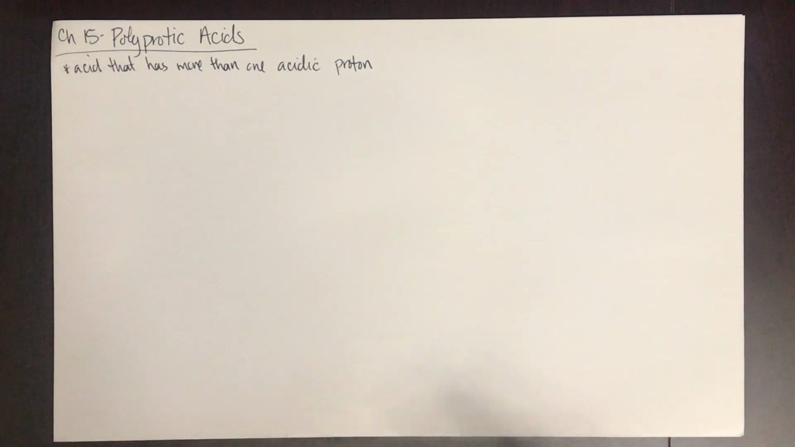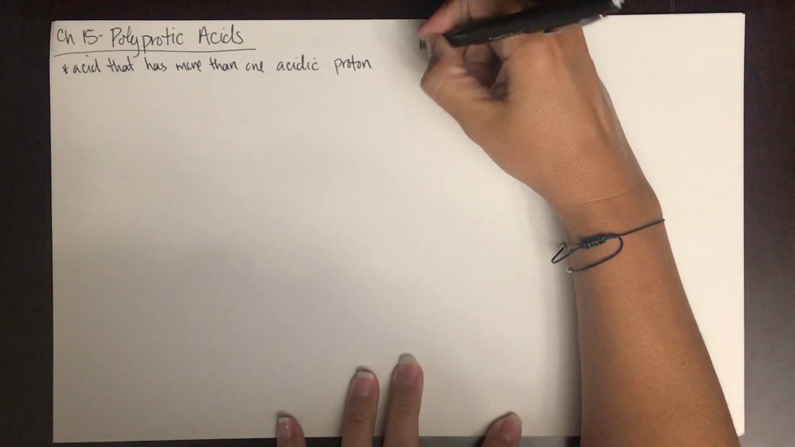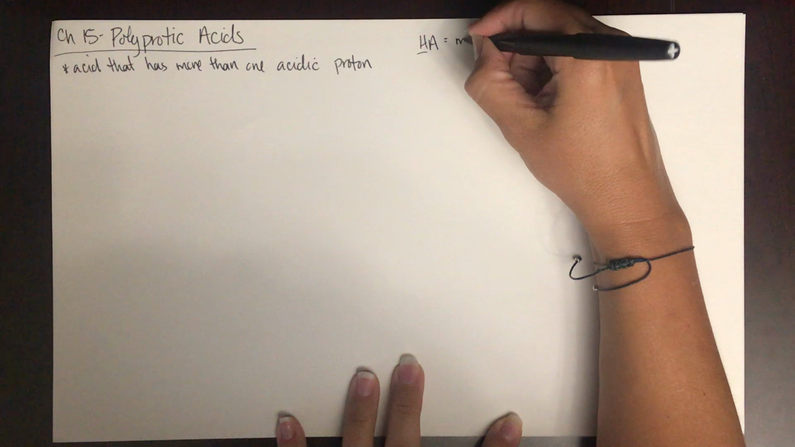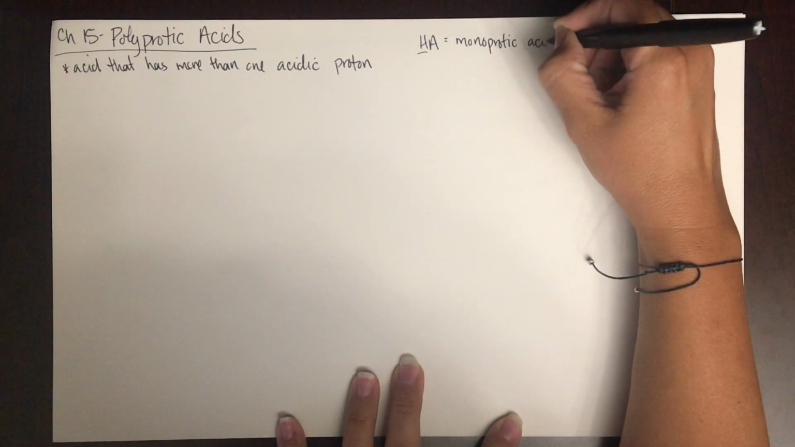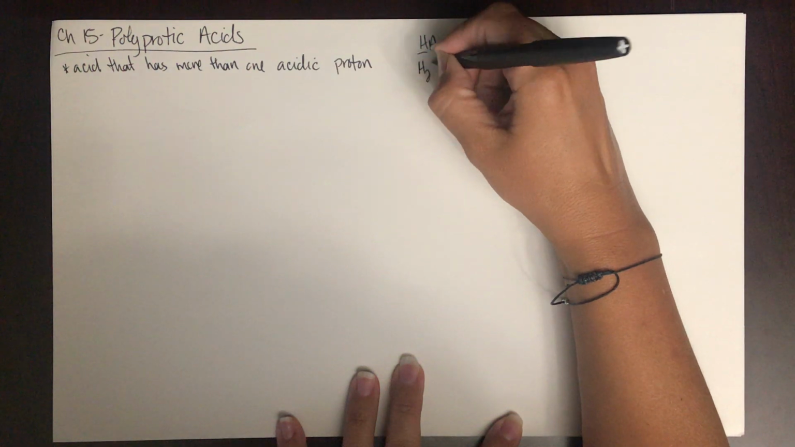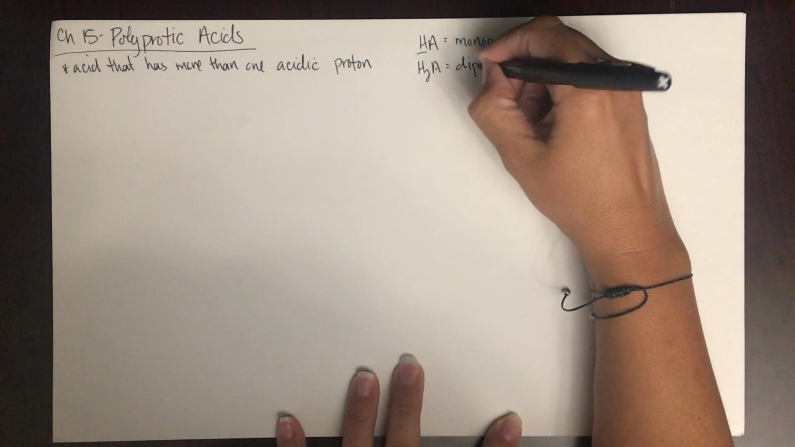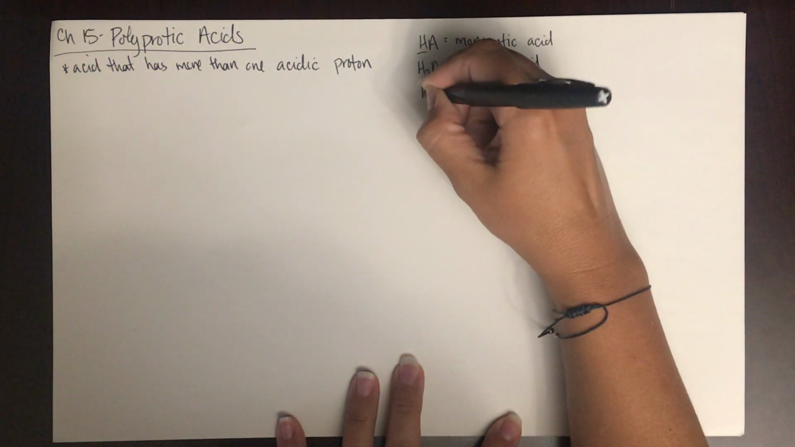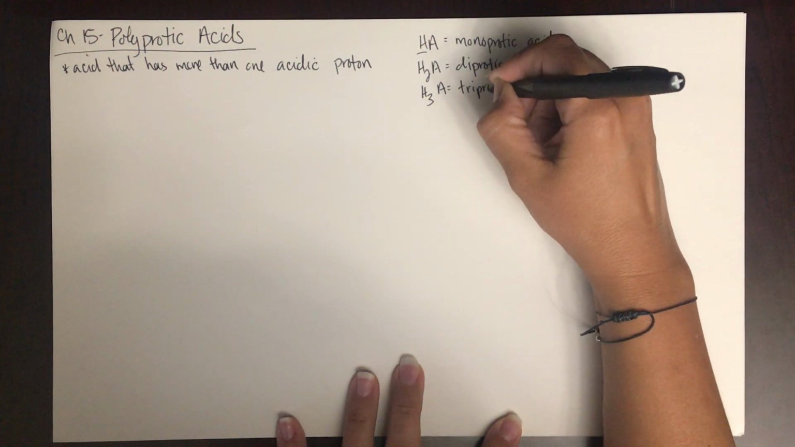So the acids that we've been dealing with so far have been monoprotic acids. Like HA, this has one acidic proton, so that would be a monoprotic acid. If we had H2A, two hydrogens, it would be a diprotic acid. And if it was something like H3A, it would be a triprotic acid.